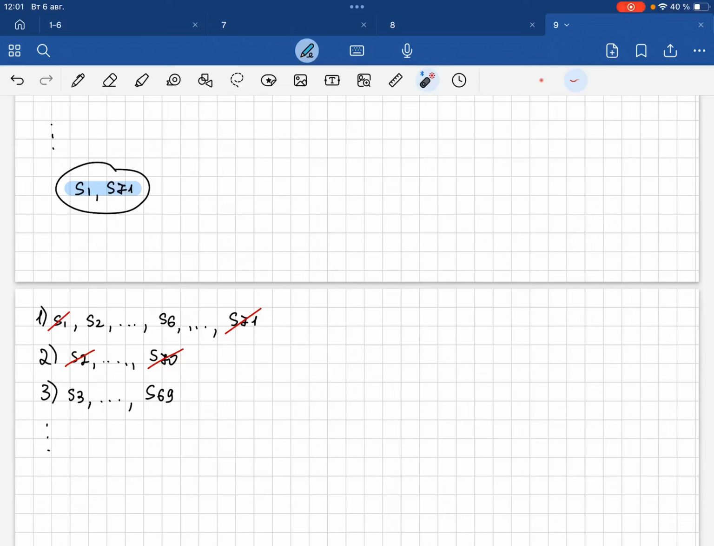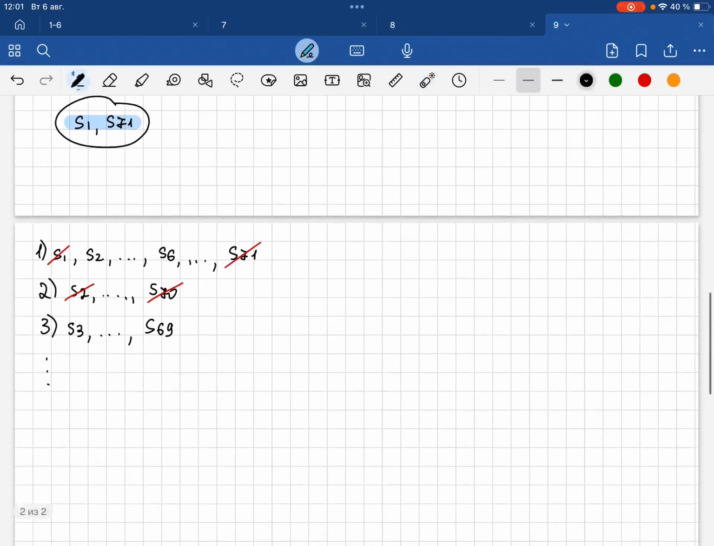So obviously, after several steps, we will have one student left, and this will be our S36 in our example. So this is the middle one we wanted to find. So how many questions do we need to ask to find this particular student?